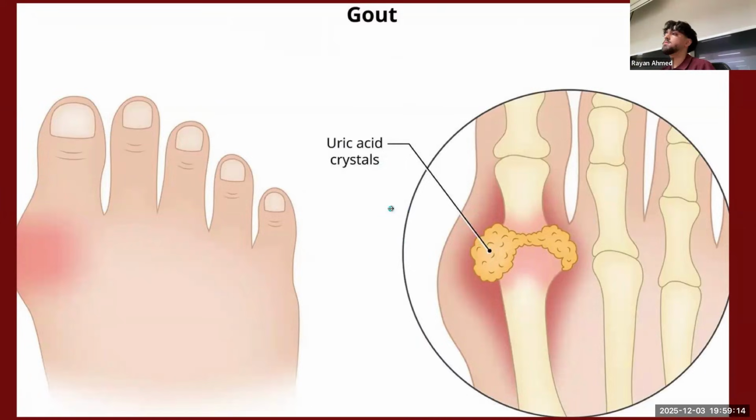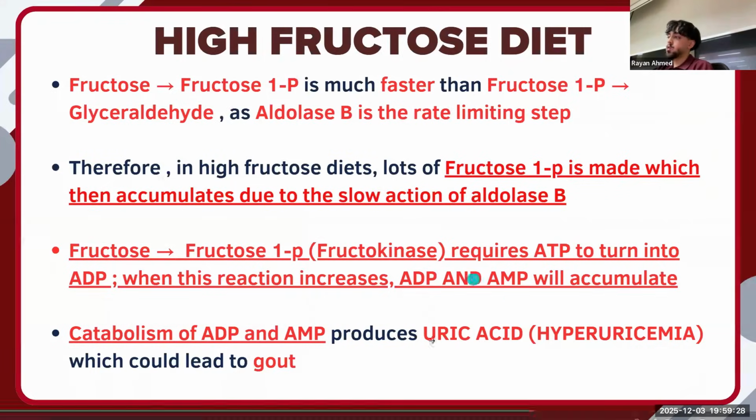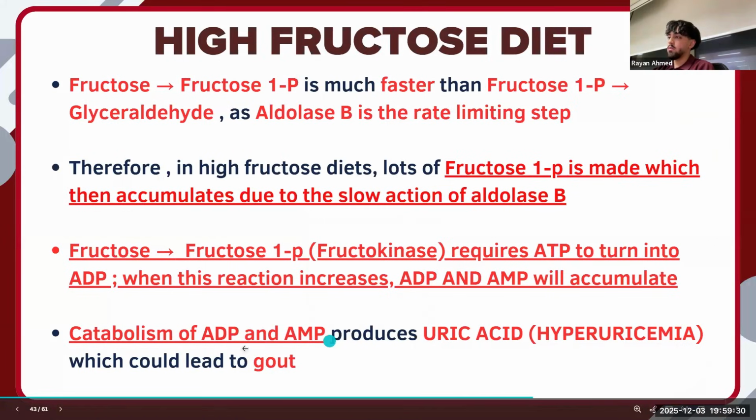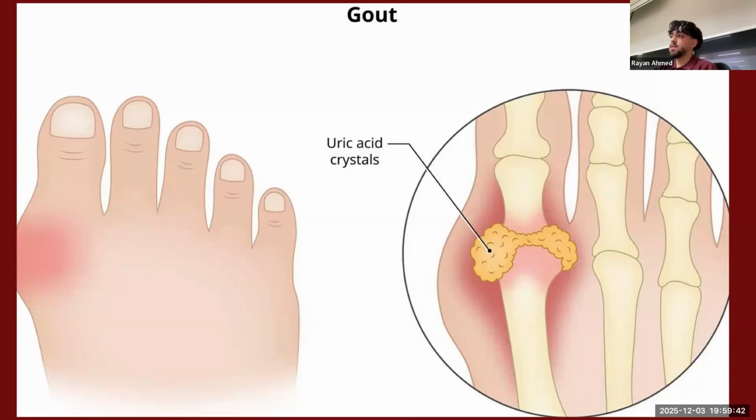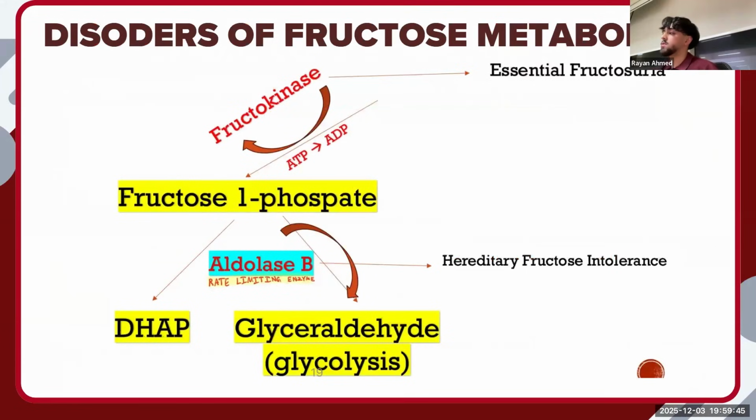If a scenario like this came to you guys in the exam, they're going to say this child or whatever was eating a lot of high fructose diet foods like fruits or whatever, and then he has increased uric acid, hyperuricemia, which can then lead to gout, due to fructose 1-phosphate accumulation, and then this ADP and AMP will accumulate. Okay, that was a lot, guys. If you guys have any questions, please let me know, because I'll be moving on into disorders of fructose metabolism. Okay.